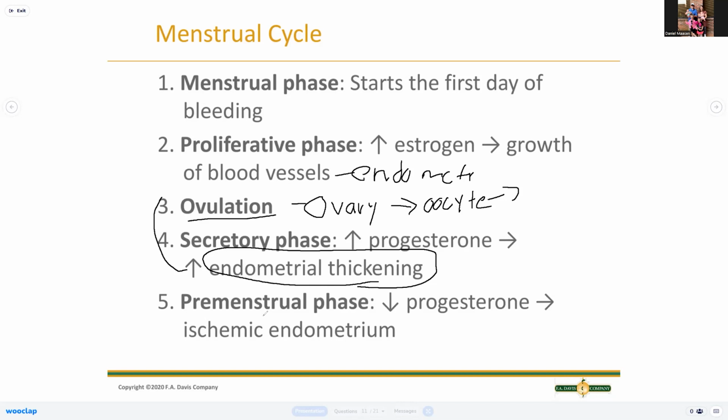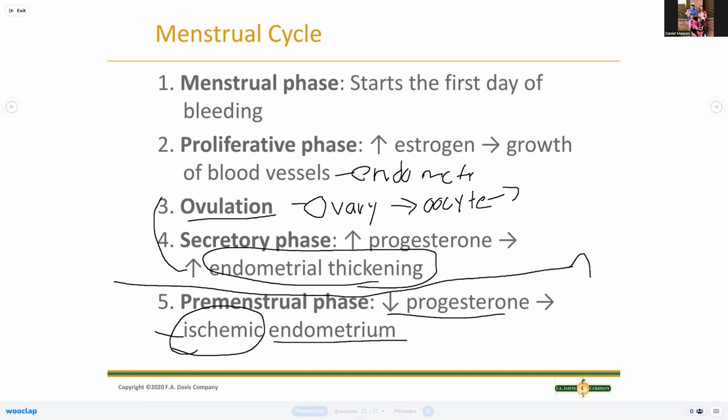The pre-menstrual phase is, again, when progesterone drops. This transition is happening. The oocyte has been released, doesn't get fertilized, and sits for a little bit, and it's like, well, I'm mad about not being fertilized, so my progesterone levels drop, and that makes the endometrium become ischemic. Ischemic, remember, is lacking oxygen, so the endometrium dies off and then sloughs off during the next phase.